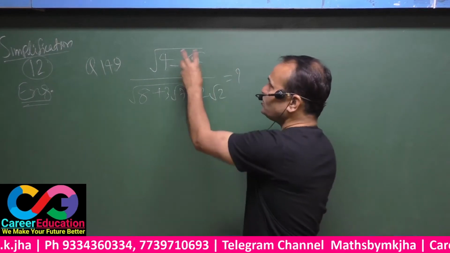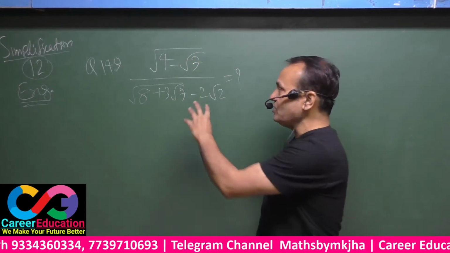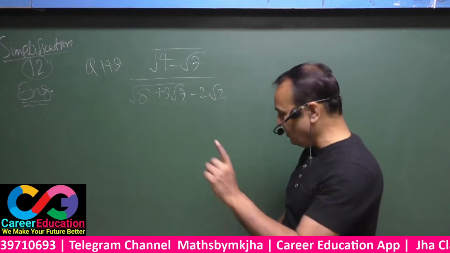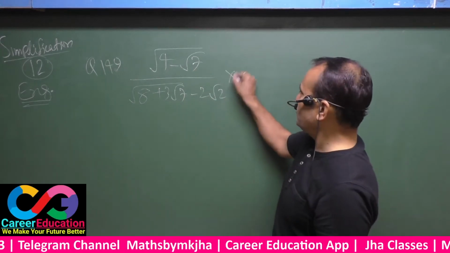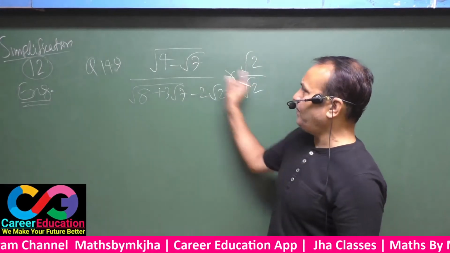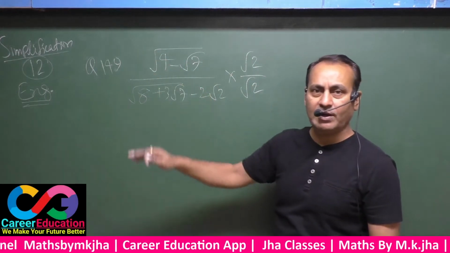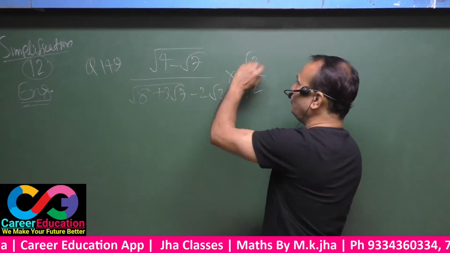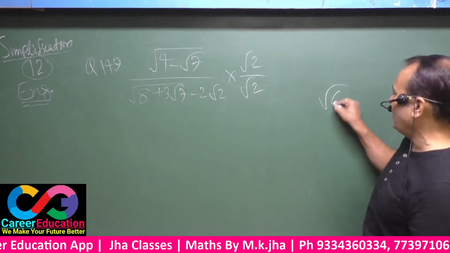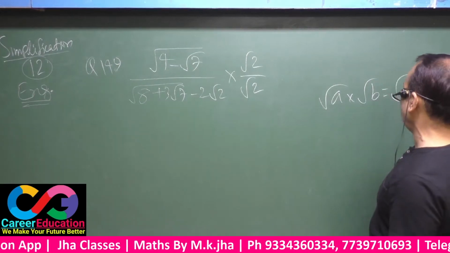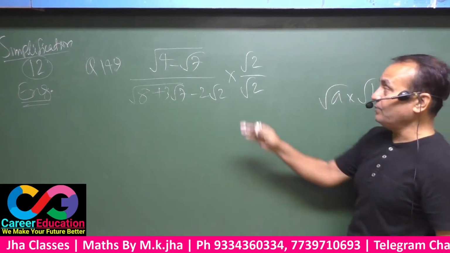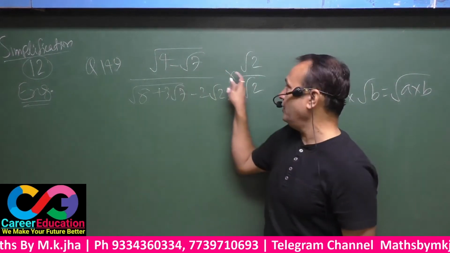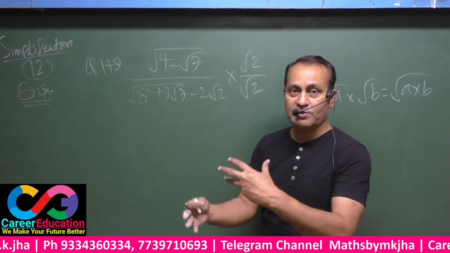That means this must be multiplied by root 2, this must be multiplied by root 2. Then the situation will be like this. You multiplied the numerator by root 2, the denominator by root 2 in order to adjust. That means if you multiply this term by root 2, root a into root b, see the formula, root a into root b happens under root a into b. That means if 4 minus root 7 is a, root a into root b must be root a into b.